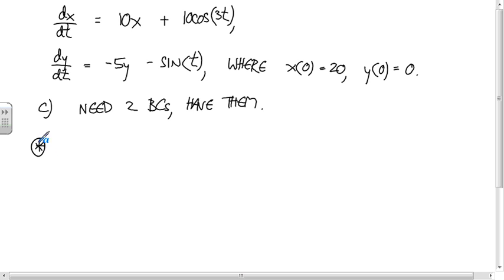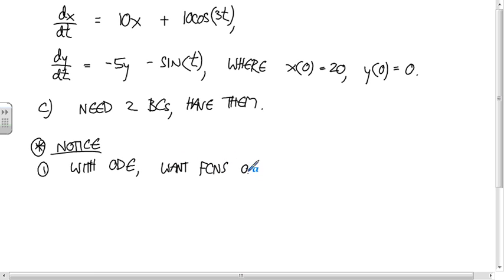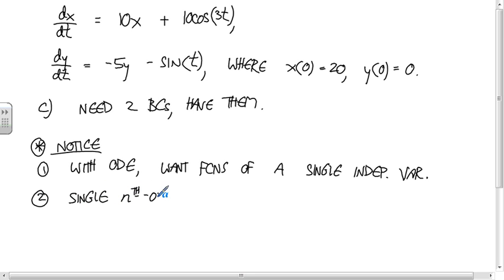Okay, so let me give you a couple of take-home message type things that you should remember. First, with an ODE, you're trying to calculate functions of a single independent variable. Second, how many boundary conditions do you need? Well, if you have a single nth order ordinary differential equation, you need n boundary conditions.